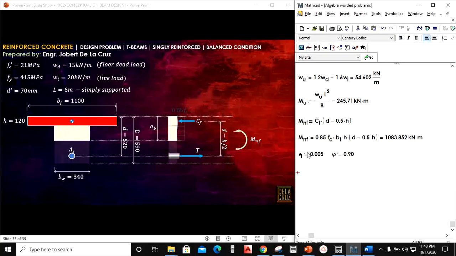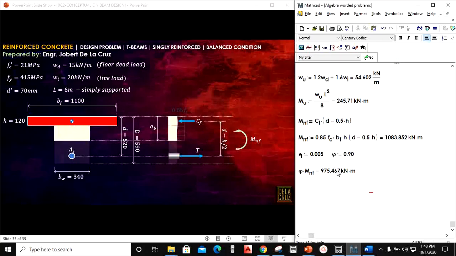Okay? So our phi Mn f, Mn f, multiplied by phi is equal to the design flange capacity. So why did we calculate this one? We calculate this in order for us to know if our A exceeds the flange. Now as you can see, Mu is lesser than phi Mn f.